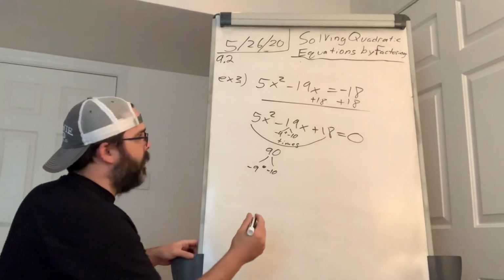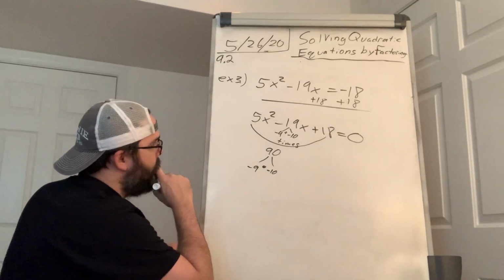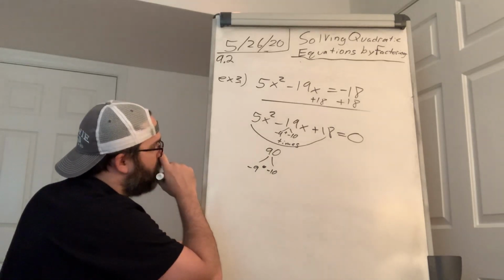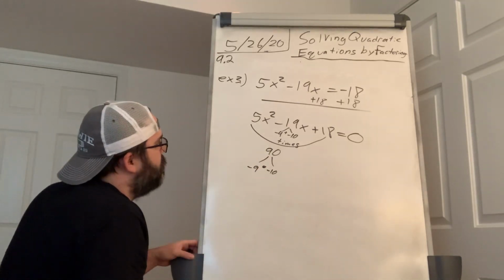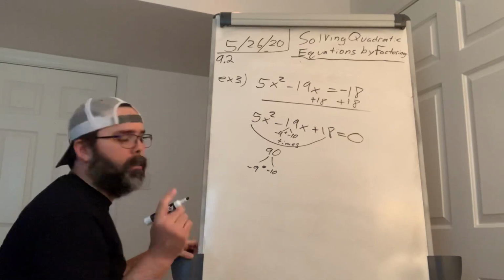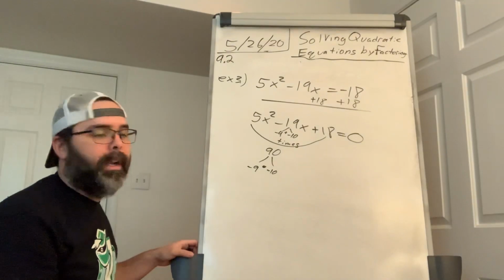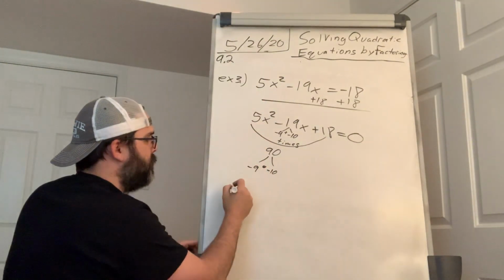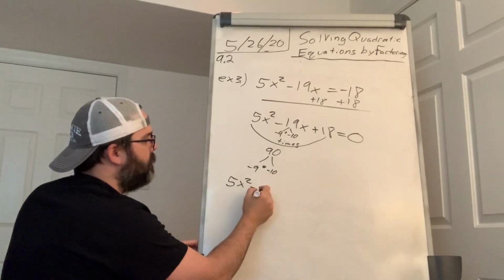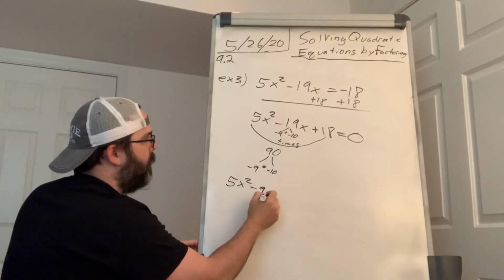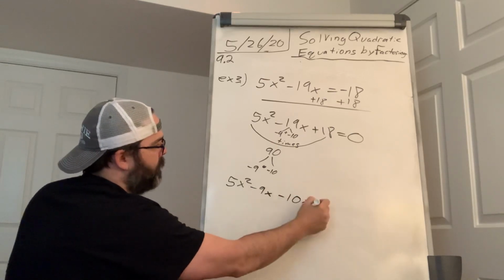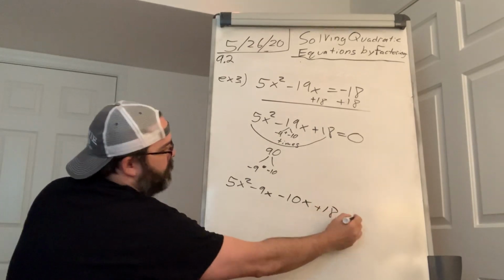All right, so what are our factors? I'm sorry. We're factoring by grouping now, if you remember. So the 5x squared comes down. Minus 9x minus 10x plus 18 equals 0.